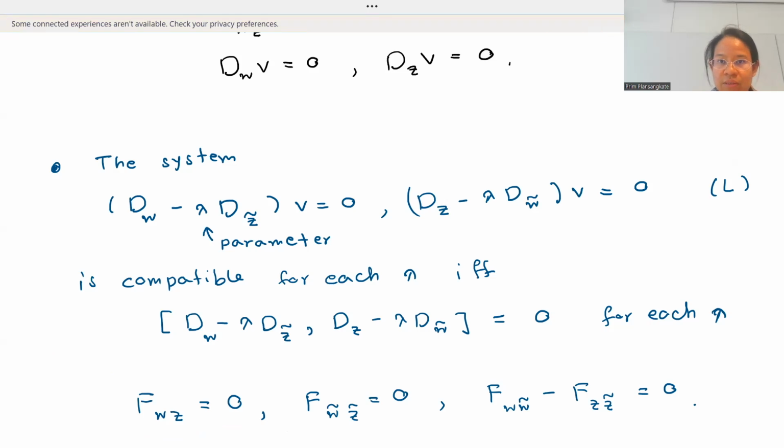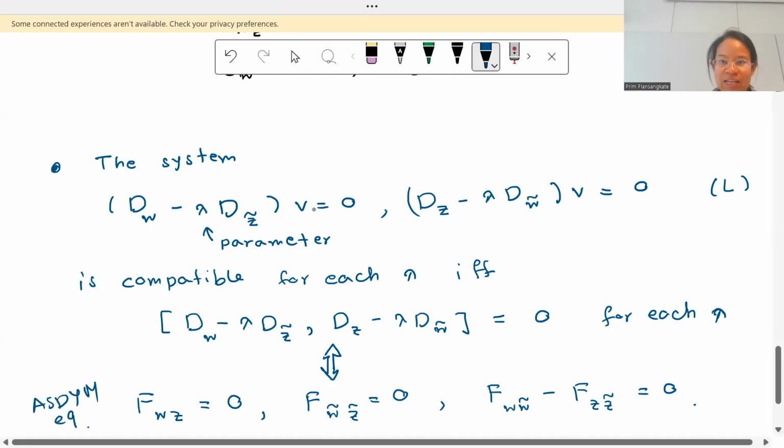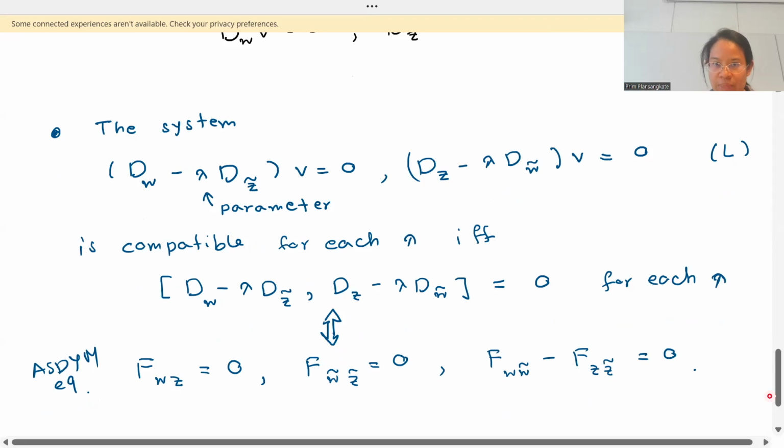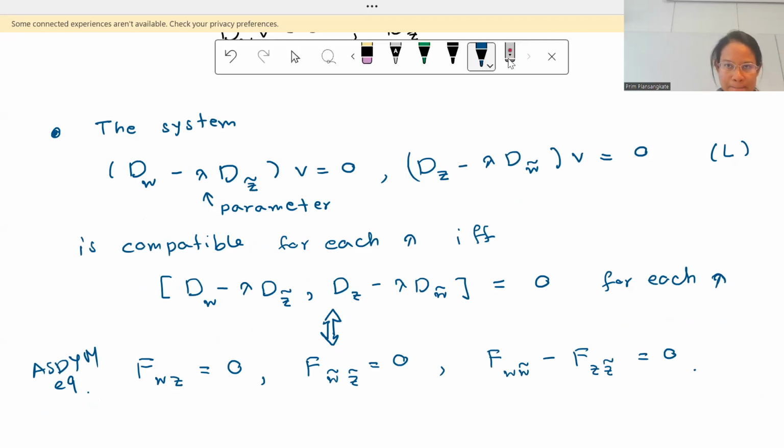So just write it down. So this is the same as the anti-pseudo-Yang-Mills equation. And this is the Lax pair that I want to talk about. So this is the Lax pair for the anti-pseudo-Yang-Mills equation because its compatibility condition is exactly the anti-pseudo-Yang-Mills. Okay.